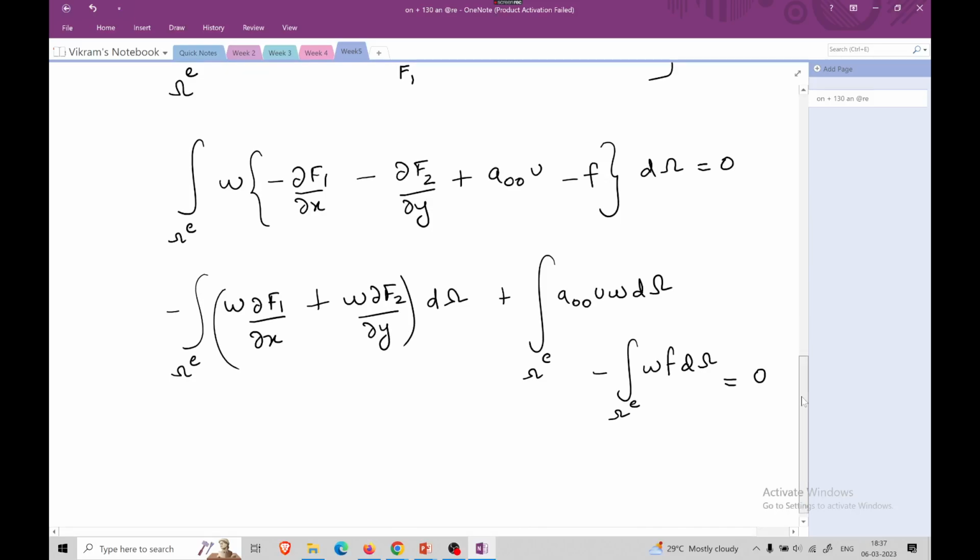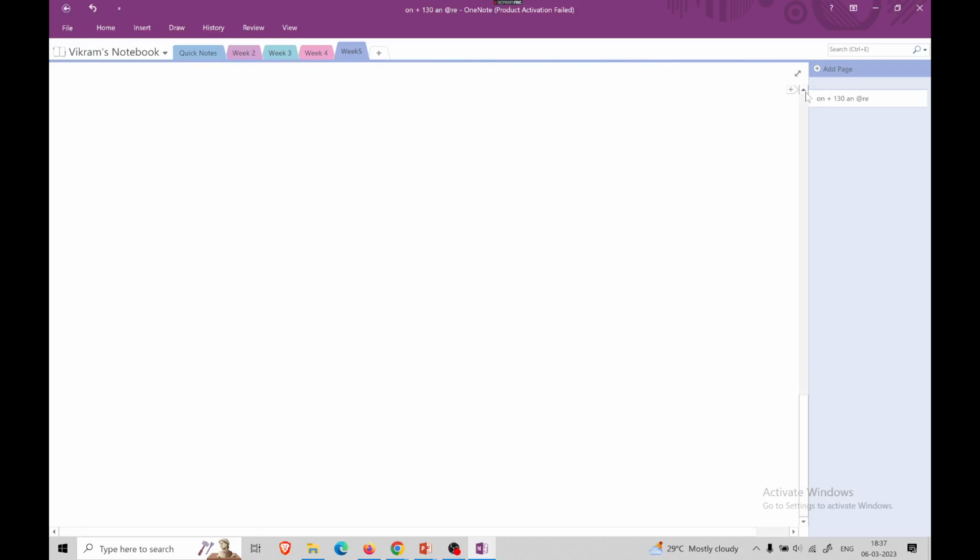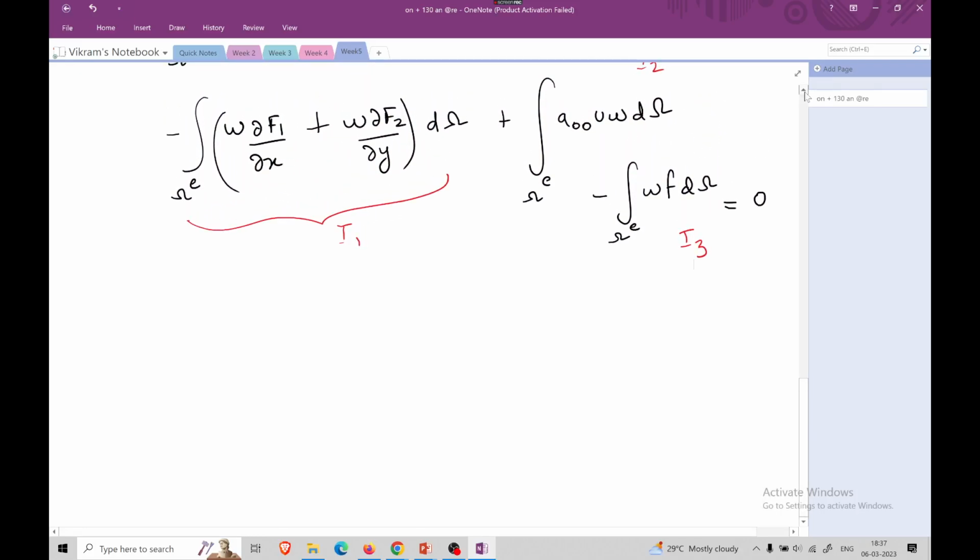So now coming back to the model equation, I am going to split this into I1, I2, I3. So I1, I am going to concentrate. I1 is equal to minus of w dou f1 by dou x plus w dou f2 by dou y into d omega.